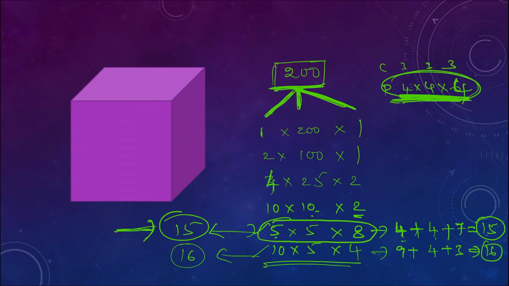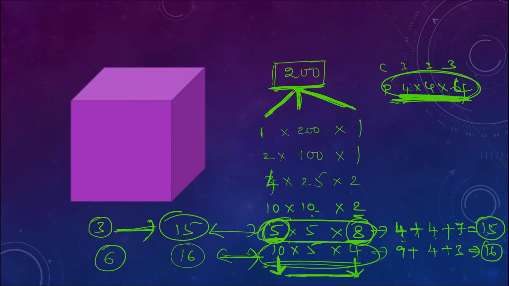We need to take the product of 3 numbers, and choose the case where the numbers are nearest to each other, or the difference between the lowest number and the highest number is very small. In this case the highest number is 10, the lowest is 4. What is the difference? 6 here. In this case the highest number is 8, the lowest number is 5. What is the difference? 3 here. So we need to go with the smaller difference between the highest number and the lowest number in the product.